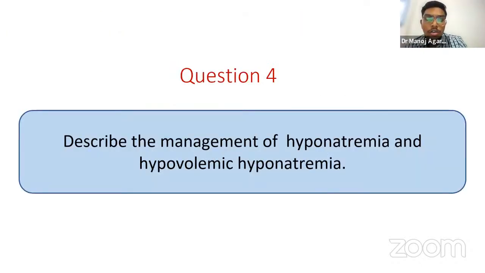So now we will move towards the management part. What is the management for hyponatremia and how to manage the specific condition of hypovolemic hyponatremia?